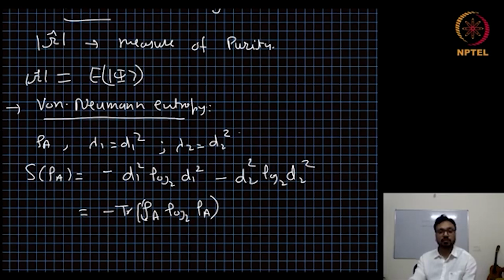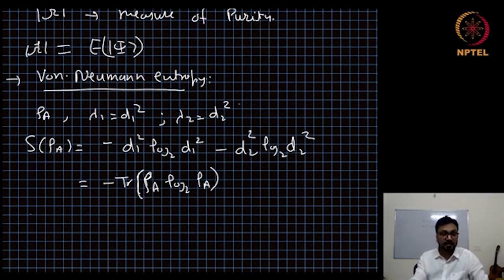In a way, this is also a measure of the purity of the state rho A, the reduced density matrix, because if our d1 is 1 and d2 is 0, then these terms go to 0, because log of 1 is 0 and log of 0 is minus infinity, but it diverges slowly as compared to how fast the prefactor goes to 0, so it's 0 times log of 0, which is 0. So for a pure state, the von Neumann entropy of rho A is 0.